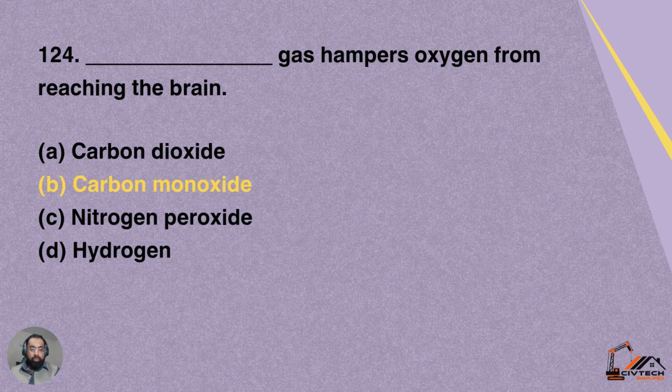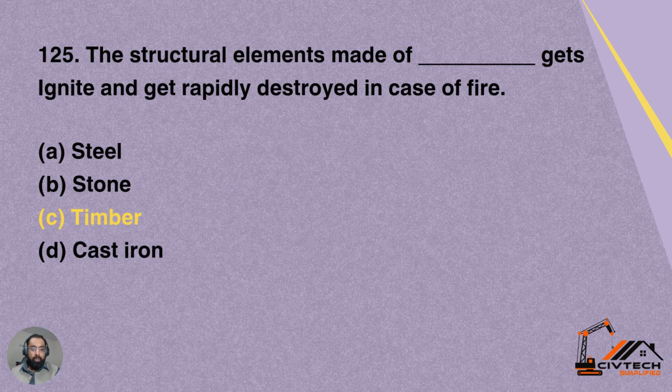124. Dash gas hampers oxygen from reaching the brain. So which type of gas hampers oxygen from reaching the brain? Option A, carbon dioxide. Option B, carbon monoxide. Option C, nitrogen peroxide. Option D, hydrogen. So option B, which is carbon monoxide, is the correct option for this question, and carbon monoxide gas hampers oxygen from reaching the brain.